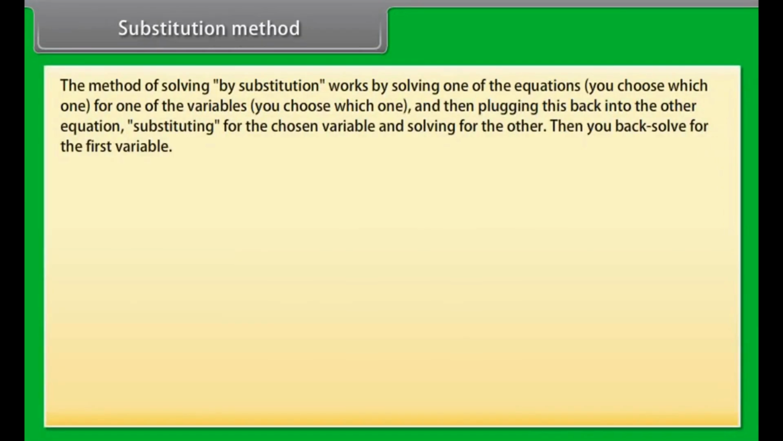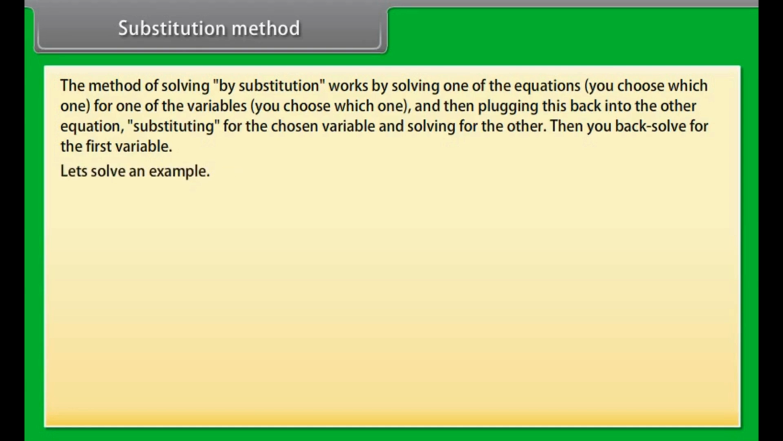Substitution method. The method of solving by substitution works by solving one of the equations, you choose which one, for one of the variables, you choose which one, and then plugging this back into the other equation, substituting for the chosen variable and solving for the other. Then you back solve for the first variable.